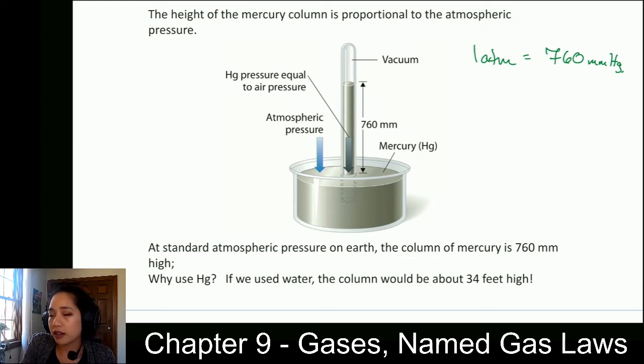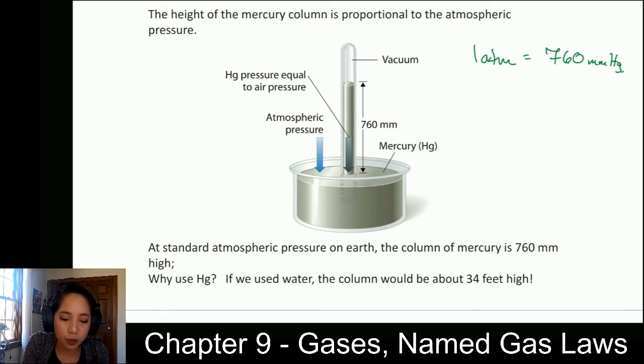So again, the question is, why do we use mercury within a barometer? Why don't we just use water or something? Well, if we did use water, this column would have to be very, very tall in order to get enough mass and weight of water to equal that of atmospheric pressure. I think here it says if we used water within this column, it would be over 34 feet high. So we use mercury because it's very heavy and it can counteract the pressure coming from the atmosphere.